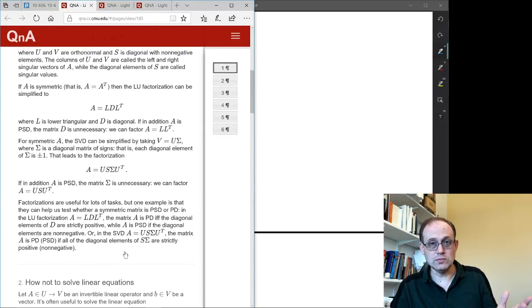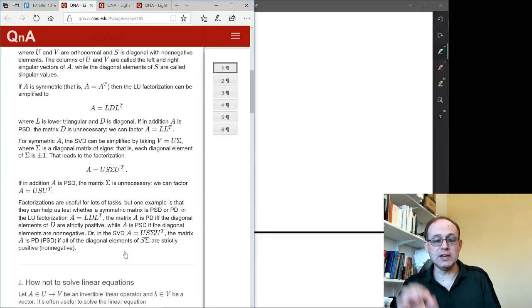All right, so those are probably the two most common factorizations, and they're useful for a bunch of tasks. Maybe the most common single task is solving sets of linear equations, which we'll get to in a sec. But here's an interesting example. You can use them to test whether a symmetric matrix is positive definite, positive semi-definite, or something else, which is to say indefinite, or negative definite, I guess. Anyway, the point is you can test the positive semi-definiteness of a matrix.